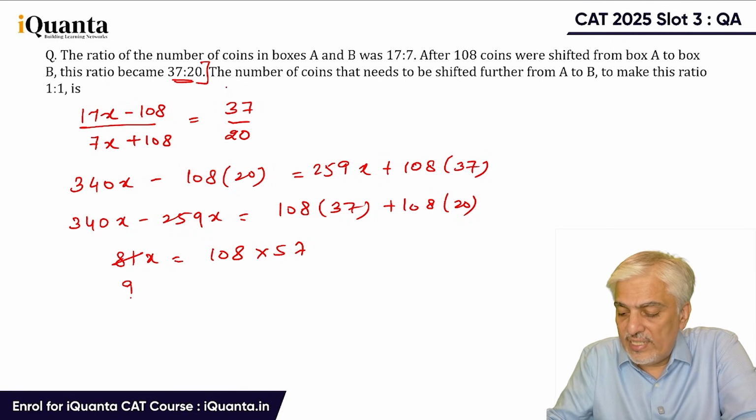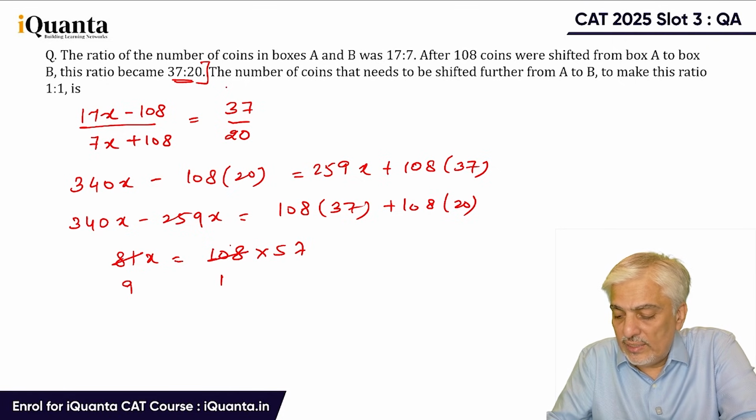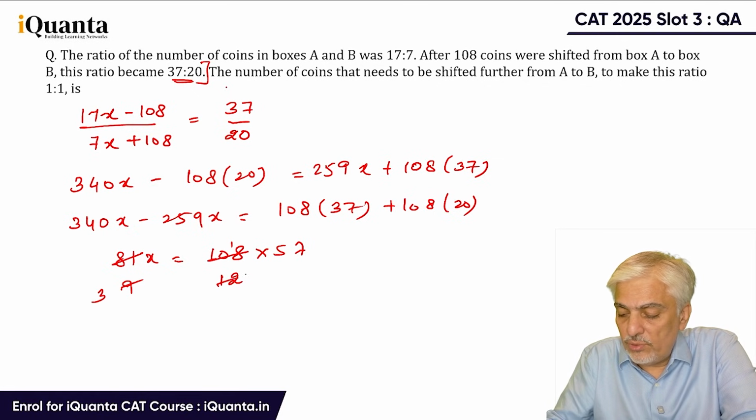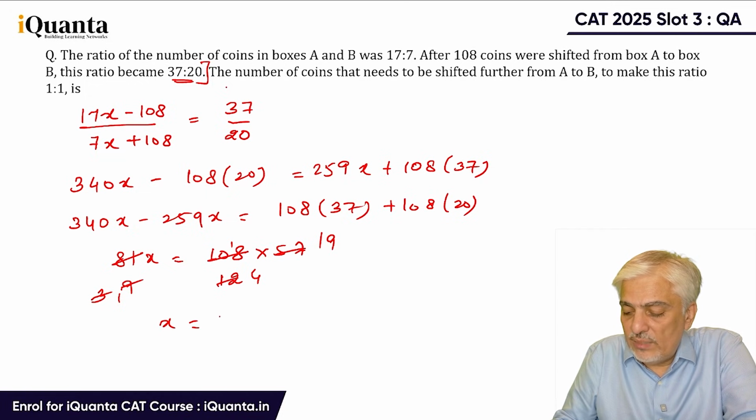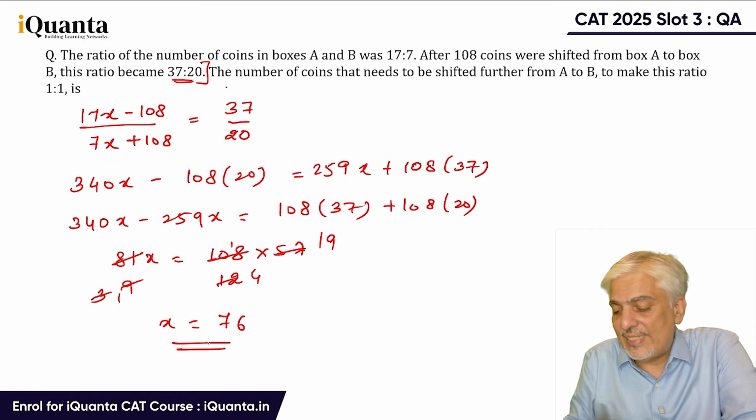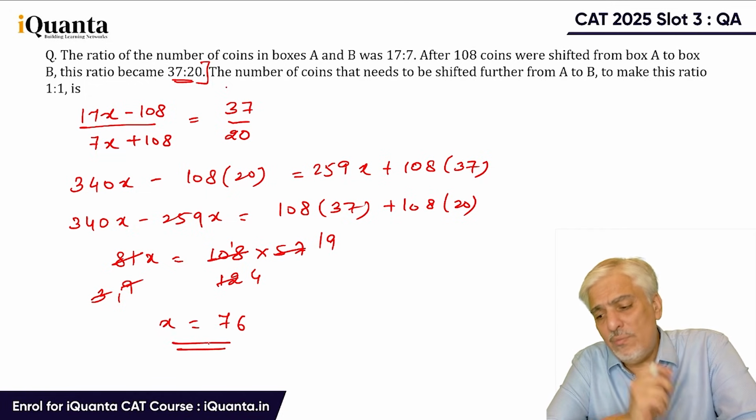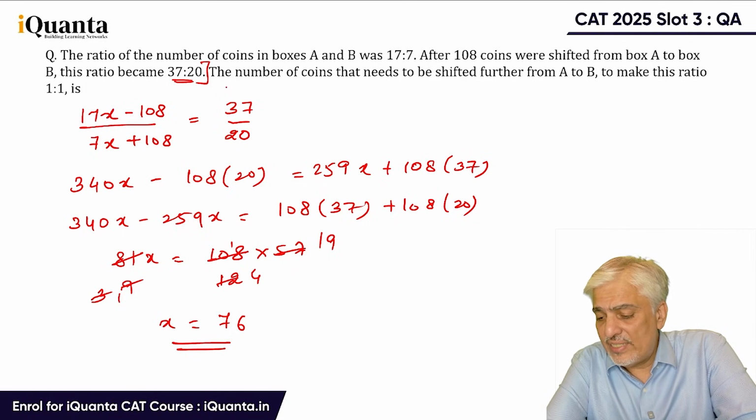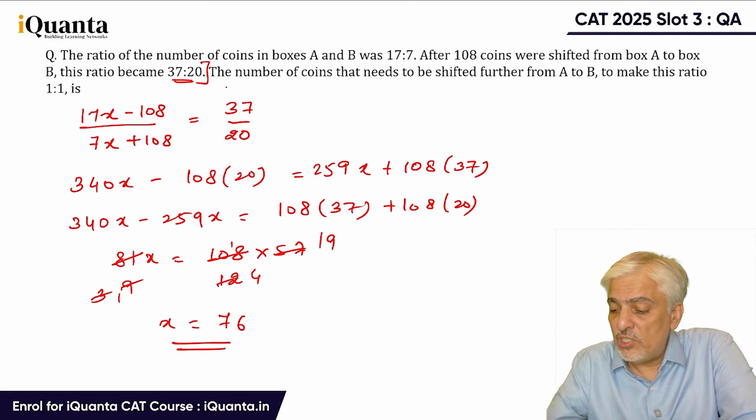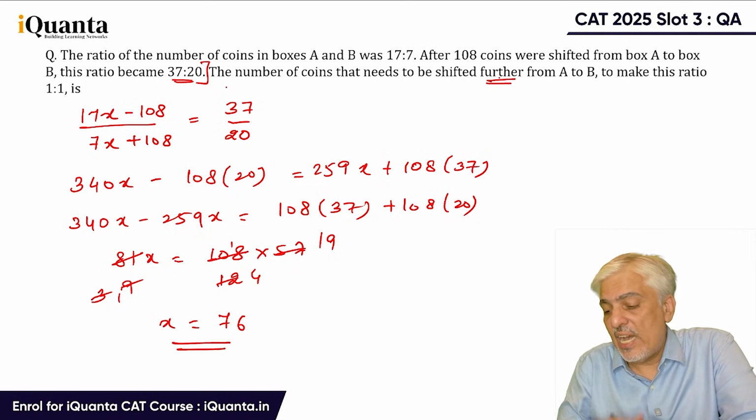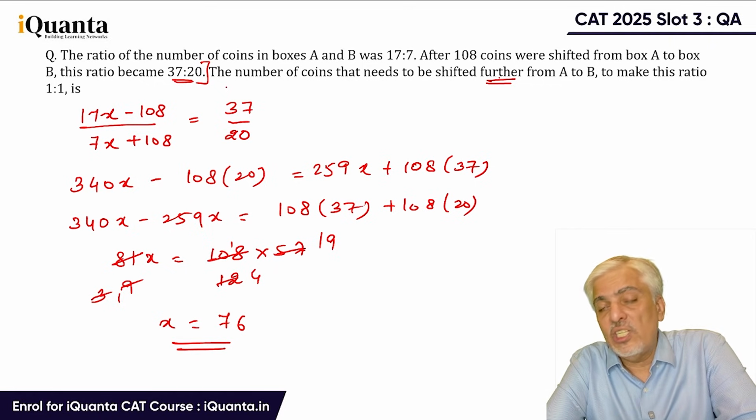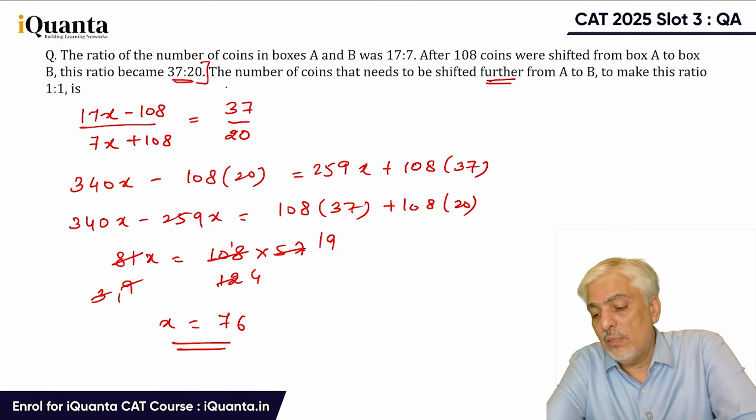9 9s are 81. 9 1s are 9, 2s are... So x comes out to be 76. Calculations are bad, but the sum is very simple. X is 76. That is the number of coins that needs to be shifted further, that means after the first round of shifting, so that the ratio becomes 1:1. That means both of them become equal.